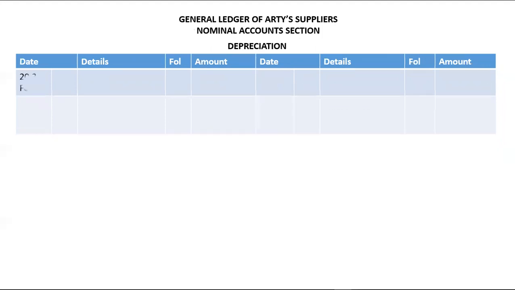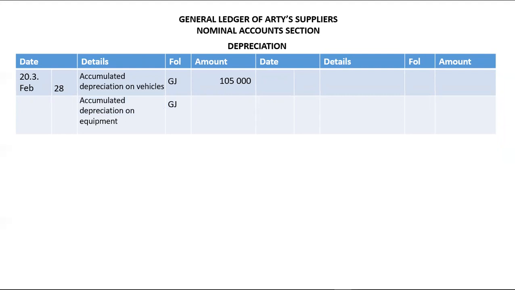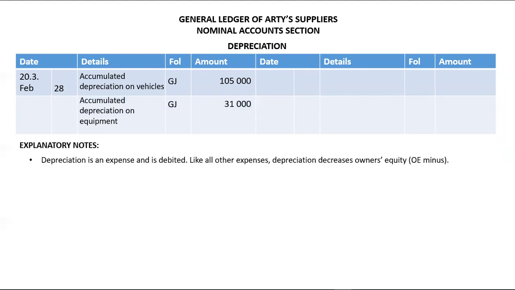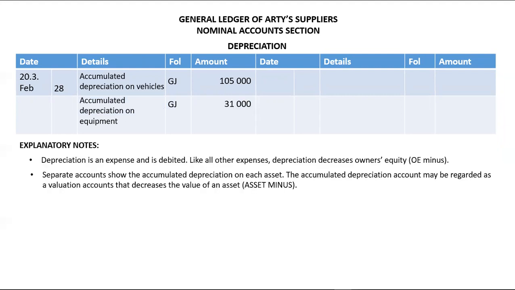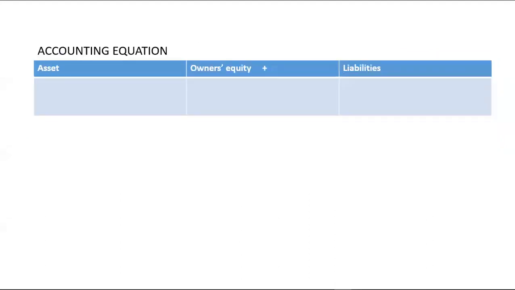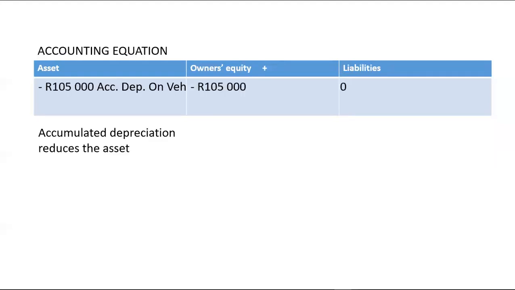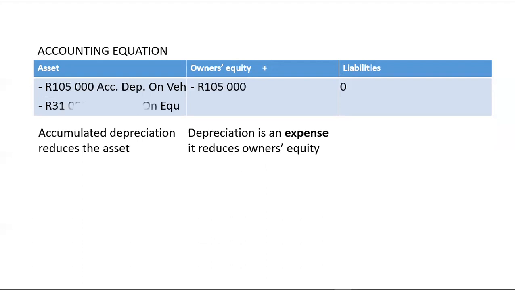Depreciation is an expense. It goes up on the debit side. It's divided between depreciation on vehicles, which is 105,000, and depreciation on equipment. In the accounting equation, both accumulated depreciations will reduce your assets and both depreciations will reduce your owner's equity.